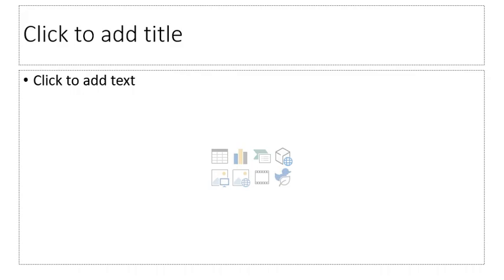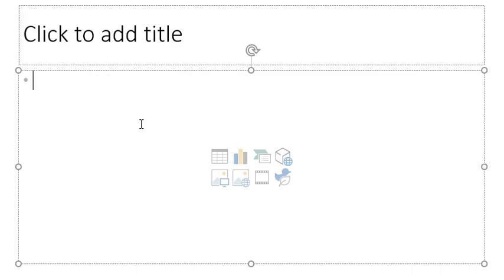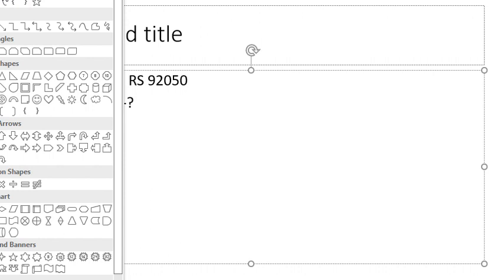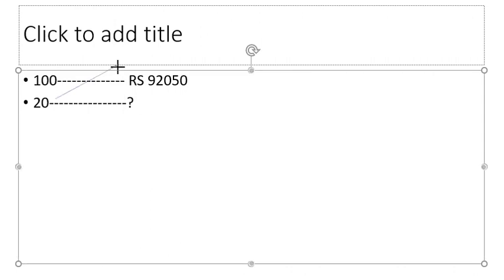I will just show you the cross multiplication. For 100 bicycles, if the total cost is rupees 92,050, then for 20 bicycles, how much is it? You can easily find out through cross multiplication. So when you are cross multiplying, it will tell you what the cost is for 20 bicycles.